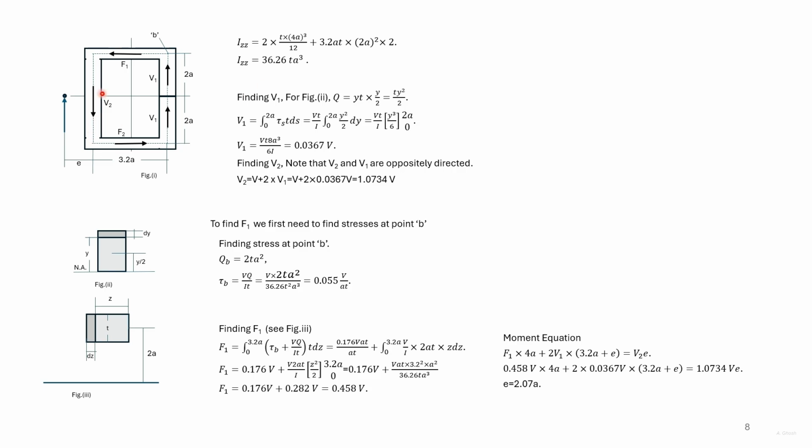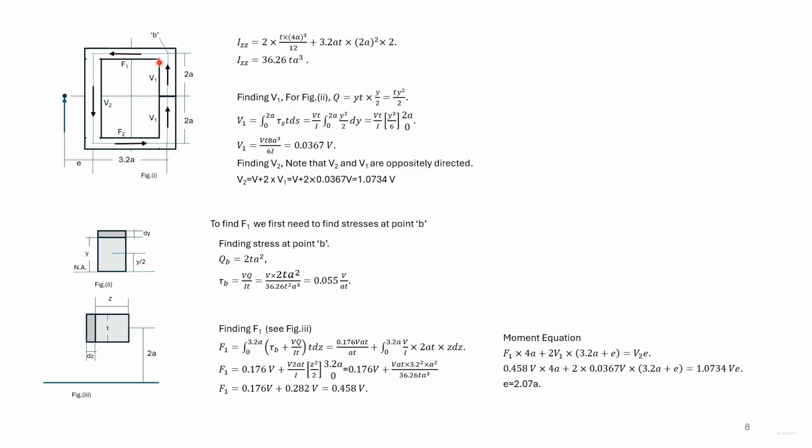We find V2. You notice that both these V1 are acting upwards. Here V2, the force acts downwards. The net sum of these three forces will be the force V that acts downwards. So V2 will be larger than V. V2 is equal to V plus 2 V1.